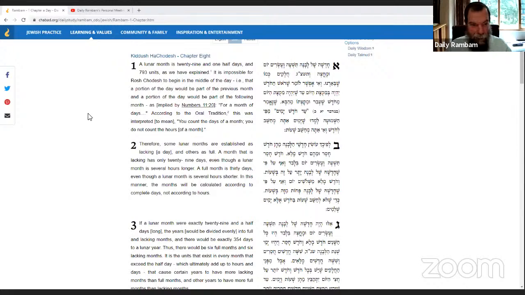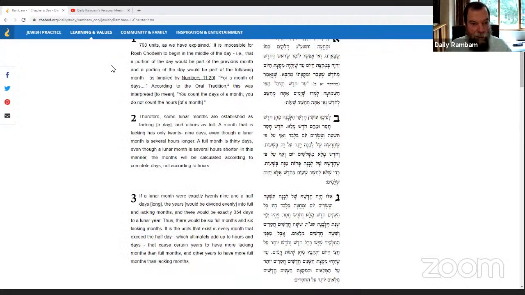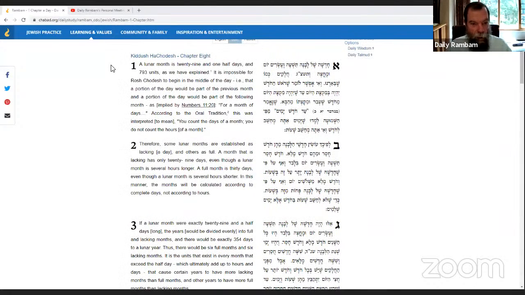Okay, now let's go into the text. Kiddush HaChodesh, the sanctification of the new moon, chapter 8, halacha number 1. A lunar month, as I said, is 29 and a half days and 793 units. So it's not exactly 29.5. It is impossible for Rosh Chodesh to begin in the middle of the day, that a portion of the day would be part of the previous month and a portion of the day the following month. Besides it being impractical, we also have a scriptural reason why it cannot be that way.